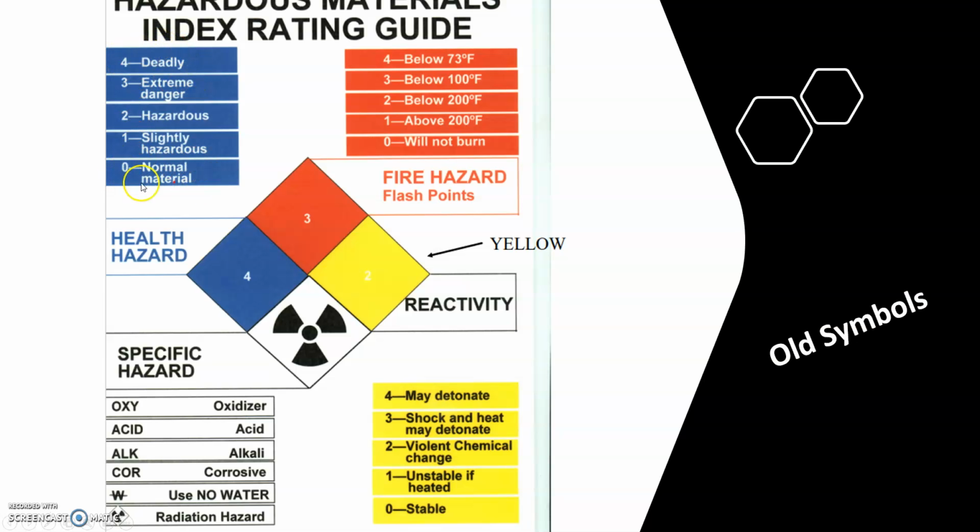0 means that it's normal. So water would be like a 0. Your typical poisons would be a 4. Things that take a small amount to kill you would be a 4. If it lights on fire easy, or as you can see here, if it will ignite below 73 degrees Fahrenheit, then it's listed as a 4. If it doesn't burn, it's a 0. Reactivity, I can let you read those on your own as well.